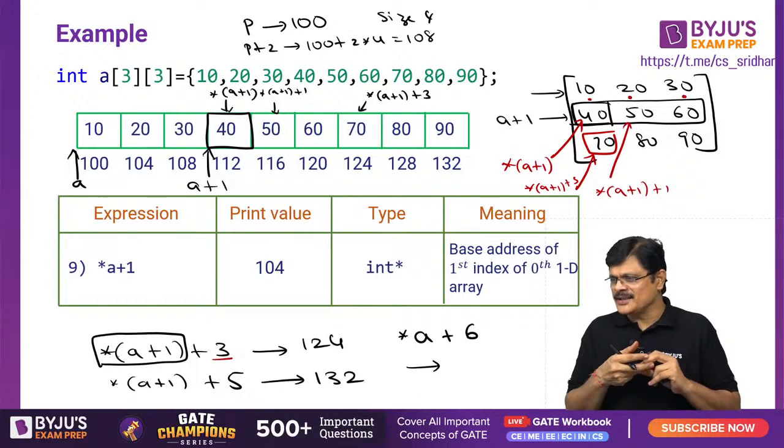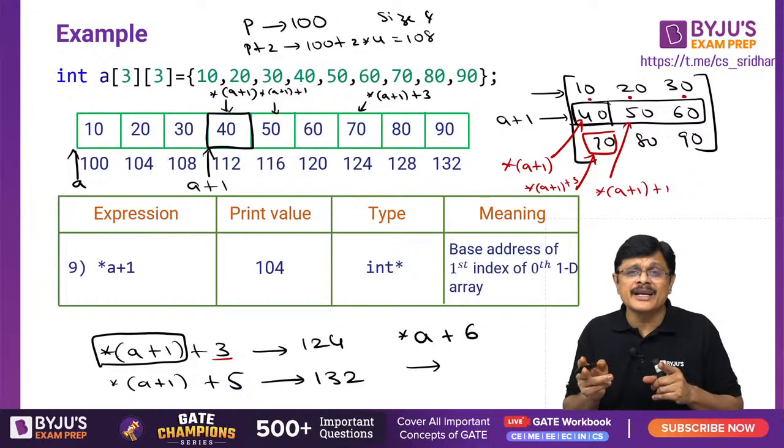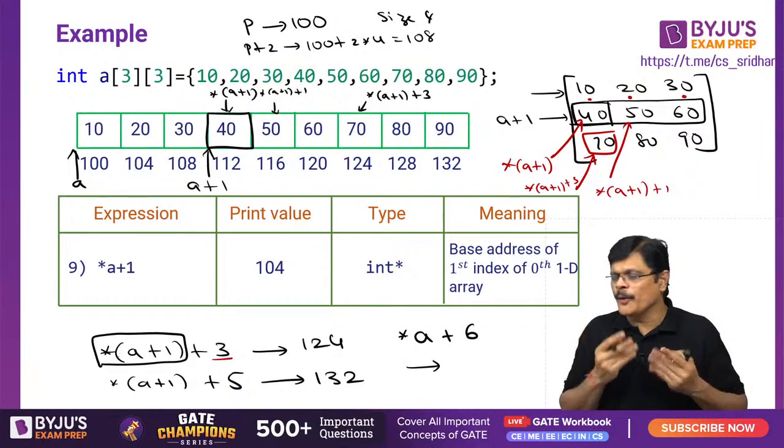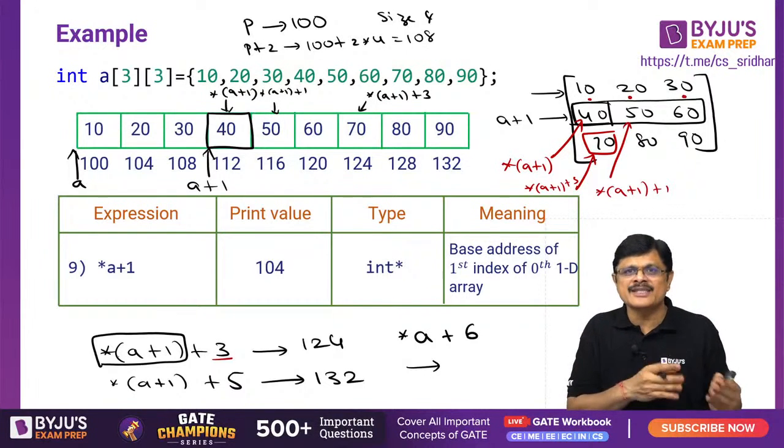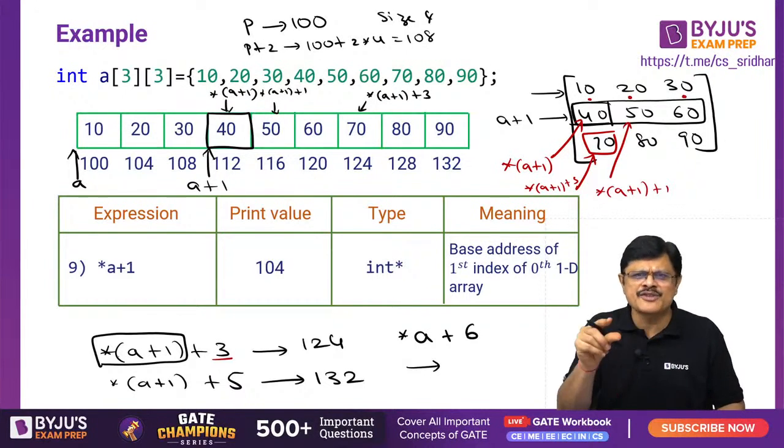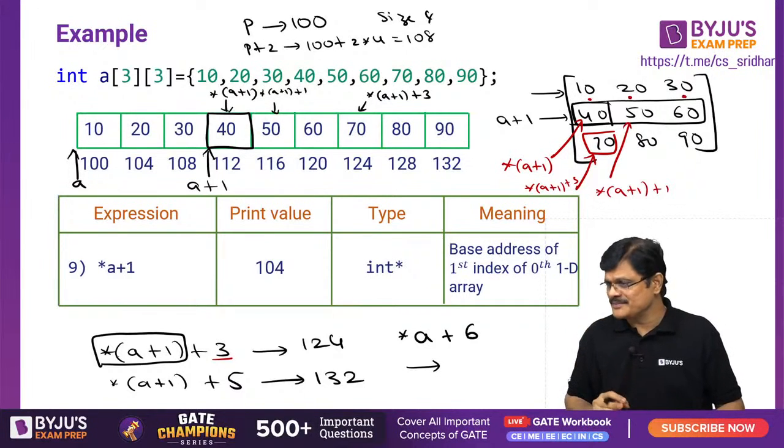Hope you understand, Sajal. Pointer arithmetic is different from integer arithmetic. Okay, pointer arithmetic and integer arithmetic may match to some extent when it is character which is 1 byte, but again you have to be careful.